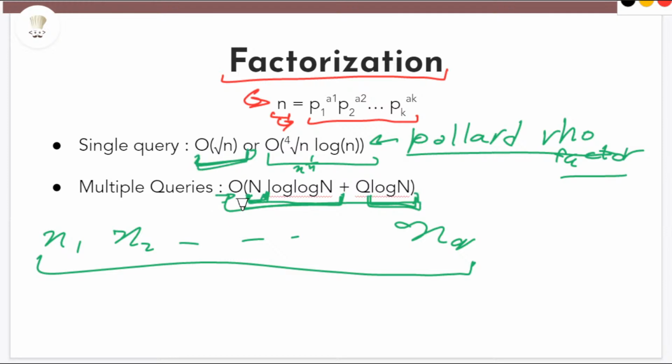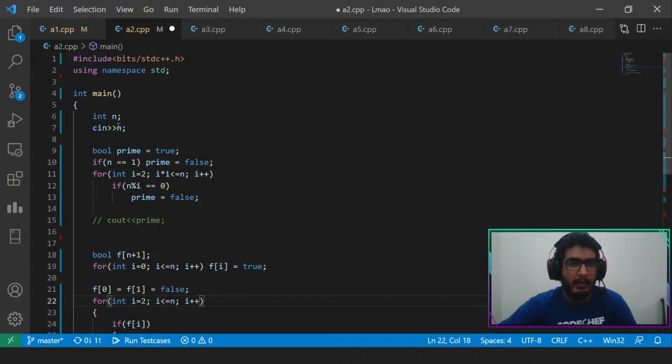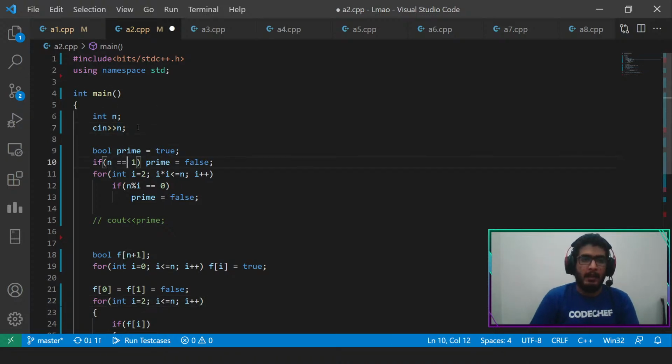Let me explain both of these algorithms, the single query algorithm and the multiple queries algorithm, in code, right? These are just going to be slight modifications of the primality test. So let me just switch to my code editor. I think you will be able to understand through code itself, right? So we want to output the factorization for n, right? One question that you should ask: how are we going to store this factorization, right?